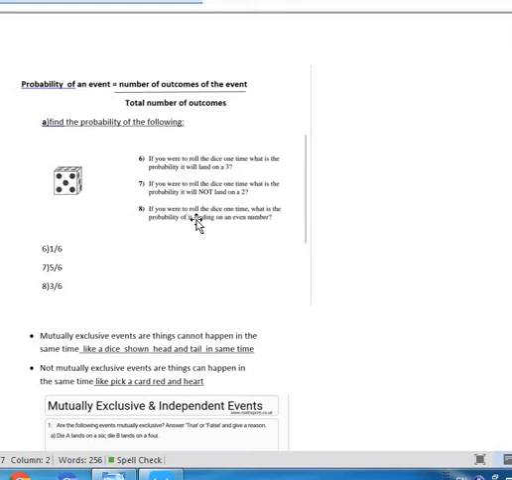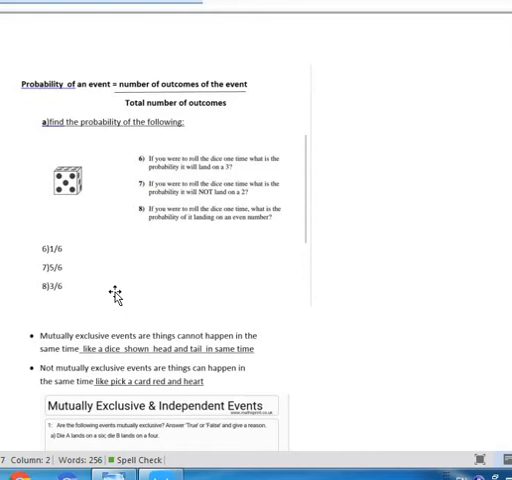If you were to roll the dice 1 time, what's the probability of it landing on an even number? What are the even numbers on the dice from 1 to 6? I have 2, 4, and 6. So this is 3. 3 over the total, which is 6. So 3 over 6.